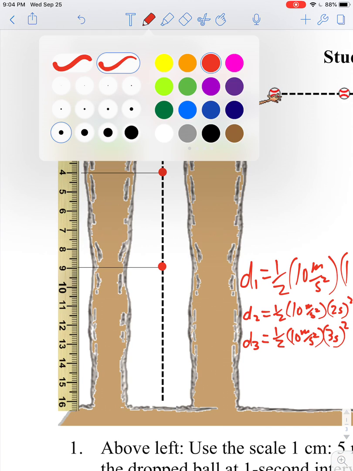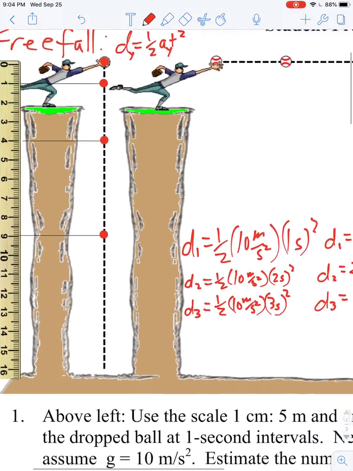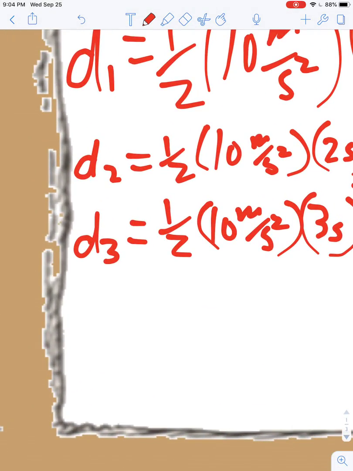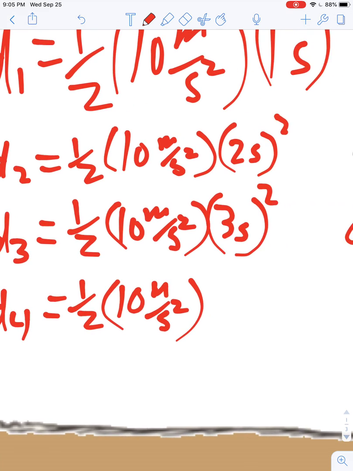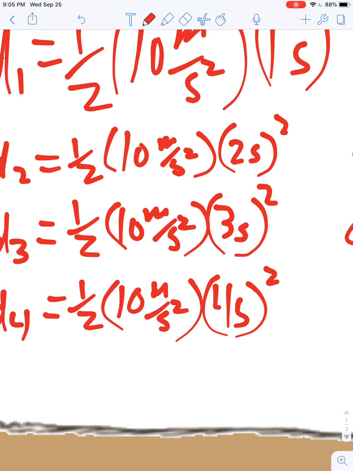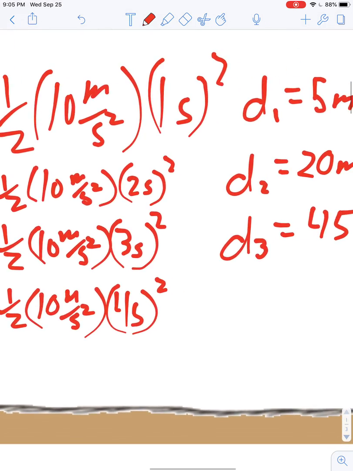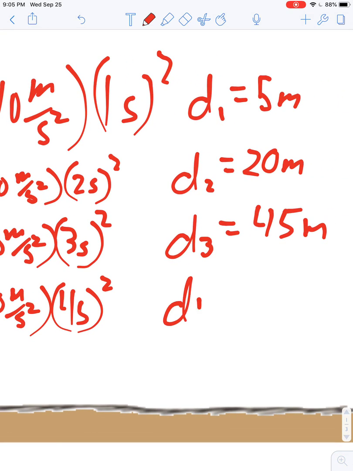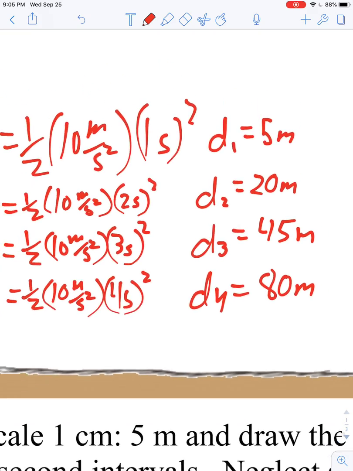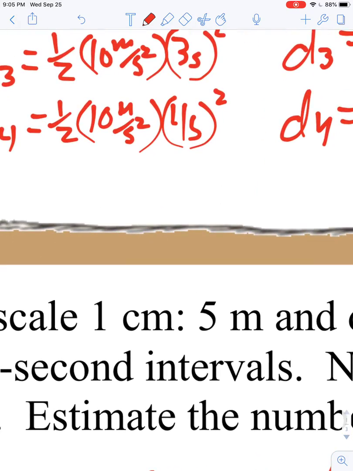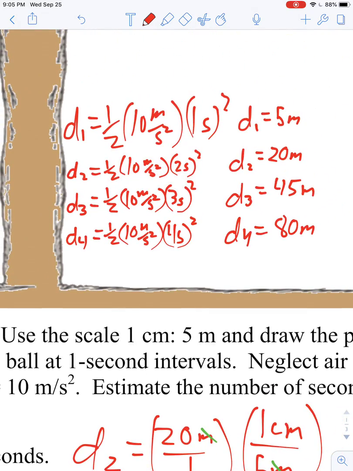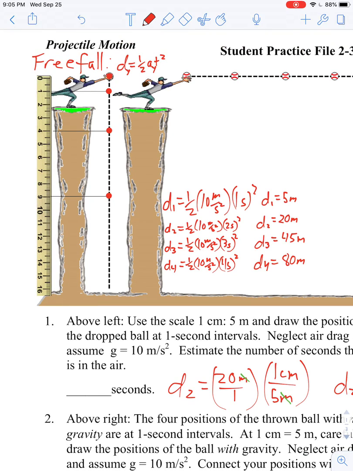So next calculation, because I'm still not at the ground, this would be D4. D4 is 1/2 AT squared, so that's 1/2 times the acceleration of gravity, which is 10 meters per second squared, times 4 seconds squared. So one more time, half of 10 is 5, 4 squared is 16, 16 times 5, that's 80 meters. So D4 equals 80 meters. If I was going to convert that from meters to centimeters, once again, my scale is 1 centimeter equal to 5 meters, so I'm dividing 5 into 80, which just so happens to be 16.